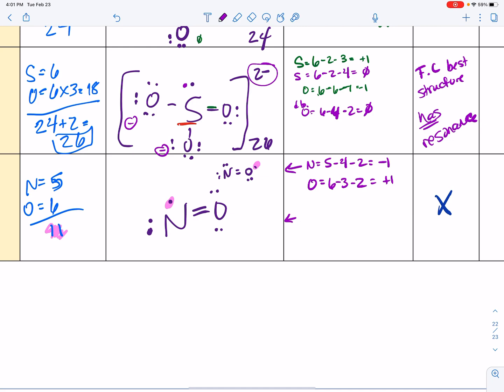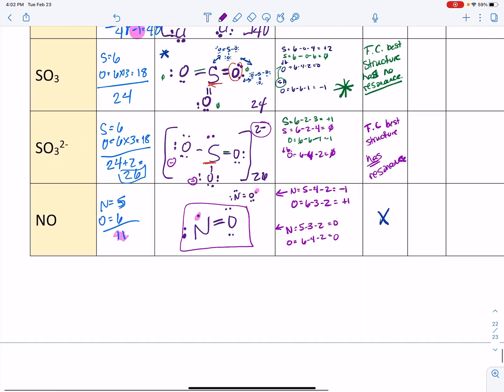And now let's look at this one. Nitrogen is 5 minus 3 minus 2. You see how it comes out to be 0? And then the oxygen is 6 minus 4 minus 2. And that comes out to be 0. Do you see why this is the better formal charge structure? So that's how formal charge works.